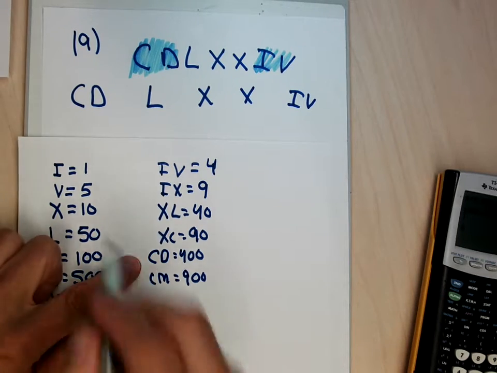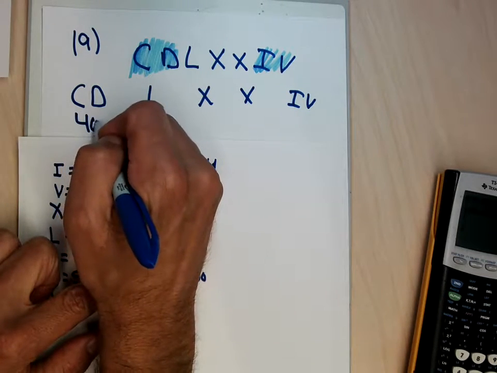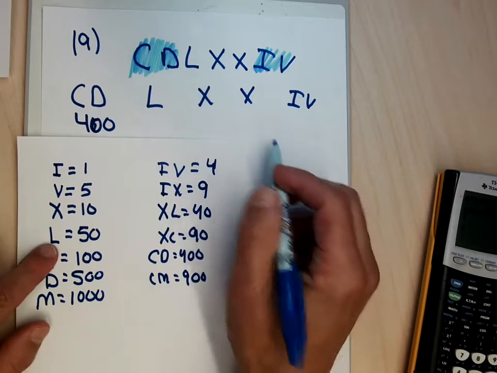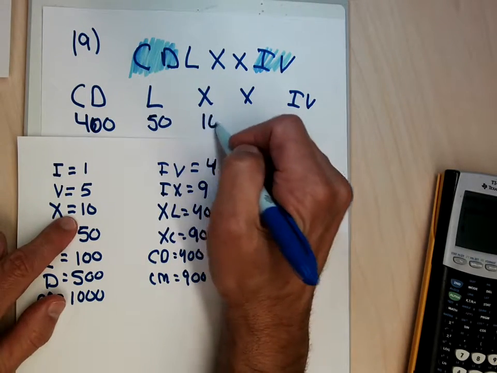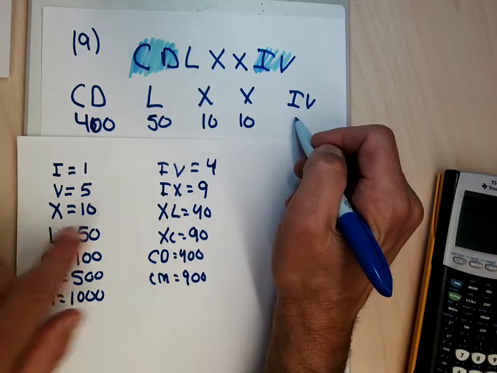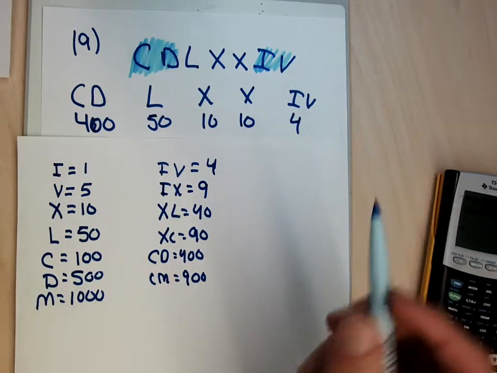sheet now. CD is equal to 400. L is equal to 50. X is equal to 10. X is equal to 10. IV is equal to 4. I'm going to add these up.